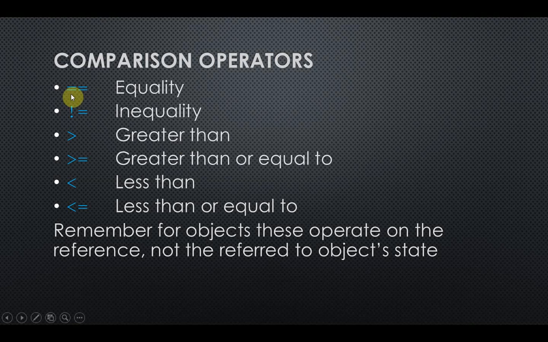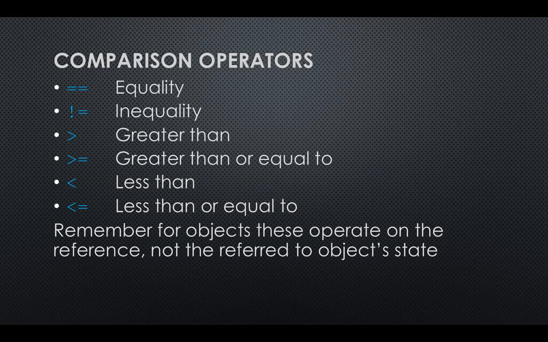The equality operator in Java is a double equal sign. The single equal sign is assignment, and Java will give you errors if you inadvertently use the wrong one in the wrong place. With equality, we also have its logical complement, not equal. So exclamation point equals is read as not equal. So that's an inequality operator. We also have, for numeric values, greater than or equal to, less than, and less than or equal to.